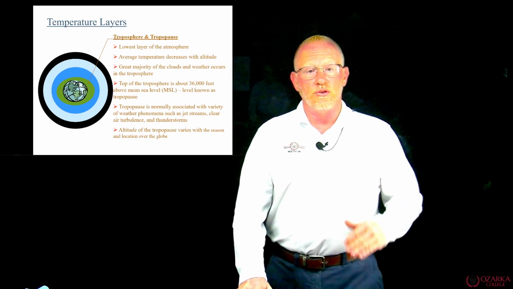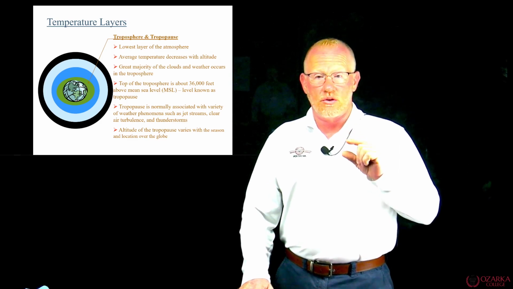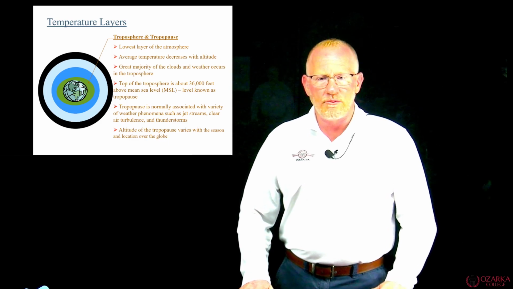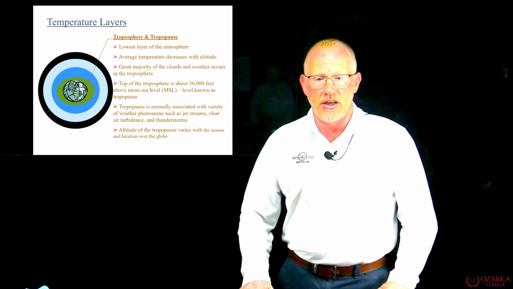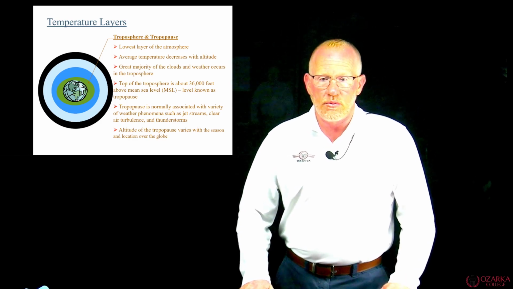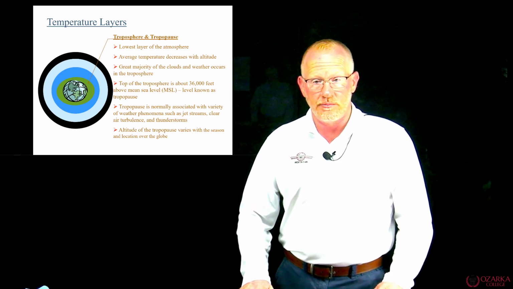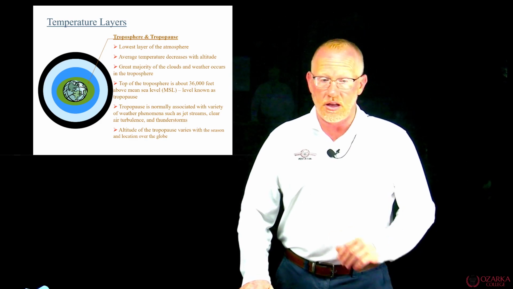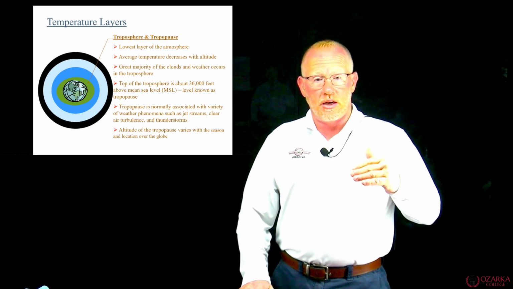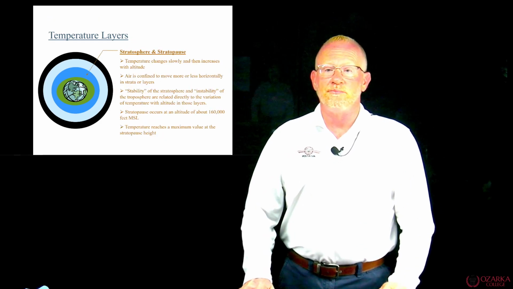Now this is where you start to transition from the troposphere into the stratosphere. It's known as the tropopause. Okay? The troposphere is normally associated with a wide variety of weather phenomena such as jet streams, clear air turbulence, and thunderstorms. Altitude of the tropopause varies with season and with the location on the globe. So you need to remember that. It's not all the way around the globe. It's not always at 36,000 feet. It depends on what latitude you're at. Okay? It might be lower, it might be higher. So you need to remember that.